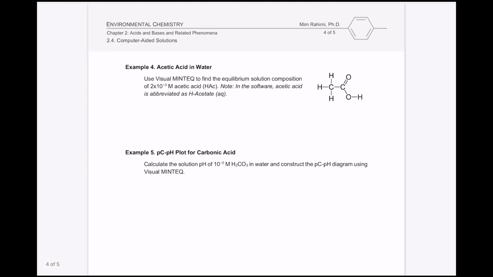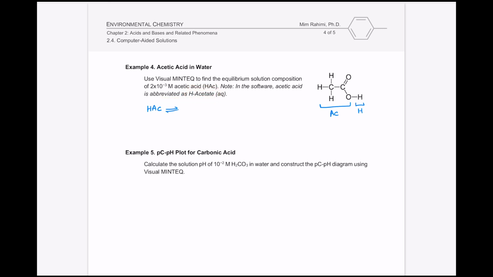In this lecture, we're going to use Visual MINTEQ for two examples. In the first example, we're adding acetic acid to water, and we just want to know the pH of that solution. Acetic acid is a weak acid, and this is an organic molecule. We abbreviate it normally as HAC, but in the software it is normally abbreviated as H acetate. So H acetate is basically the same as HAC.